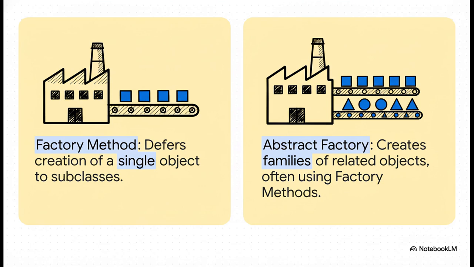The factory method pattern is all about creating a single object. The abstract factory pattern operates at a much higher level. It's about creating entire families of objects that are designed to work together. You can think about it like this. An abstract factory is often implemented using a bunch of factory methods, one for each product in the family. But their goals are different. One object versus a whole consistent set.